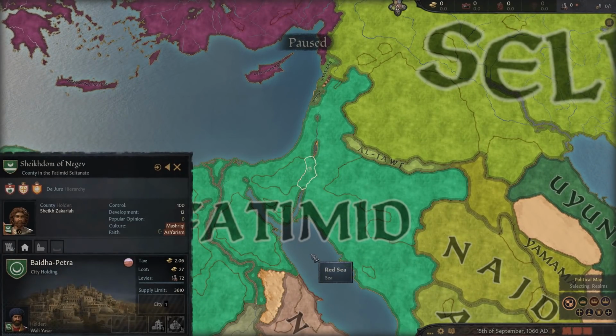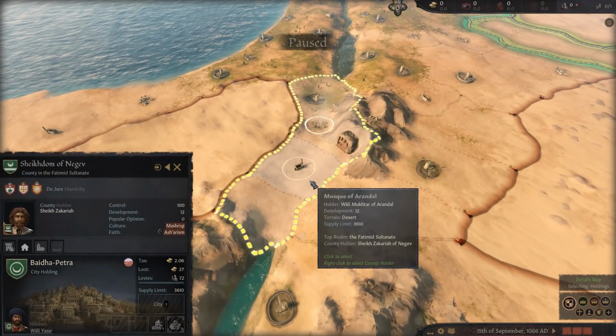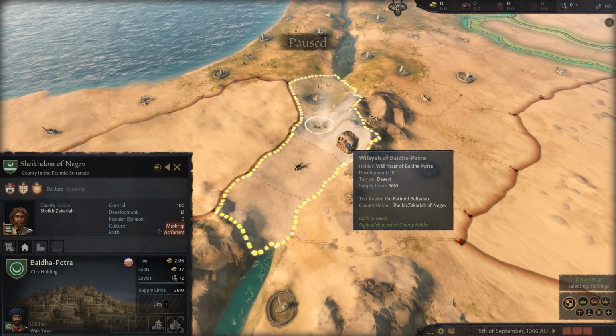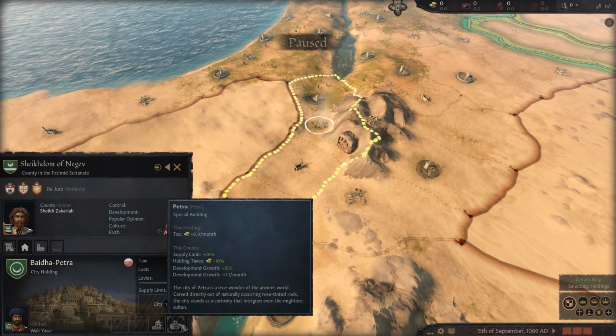Next, we are back again with the Fatimid Sultanate, and as we come in here, we are in the Sheikhdom of Negev, and you can already see it right there. We are talking about Petra. Again, this is always constructed and automatically enabled.